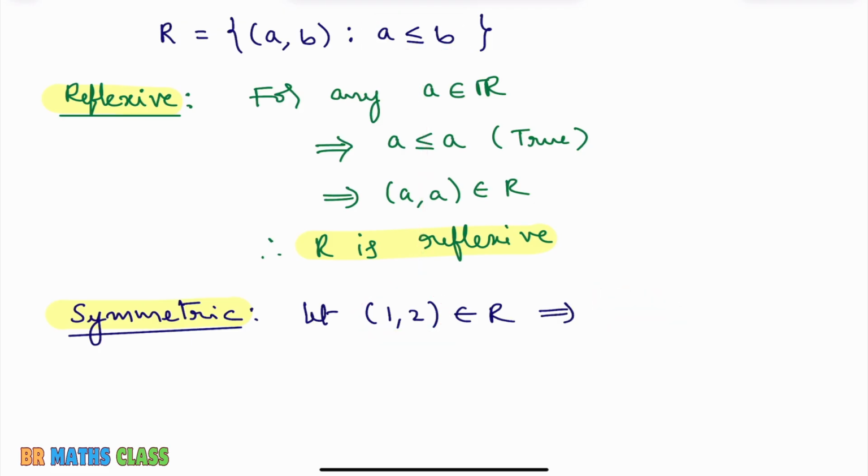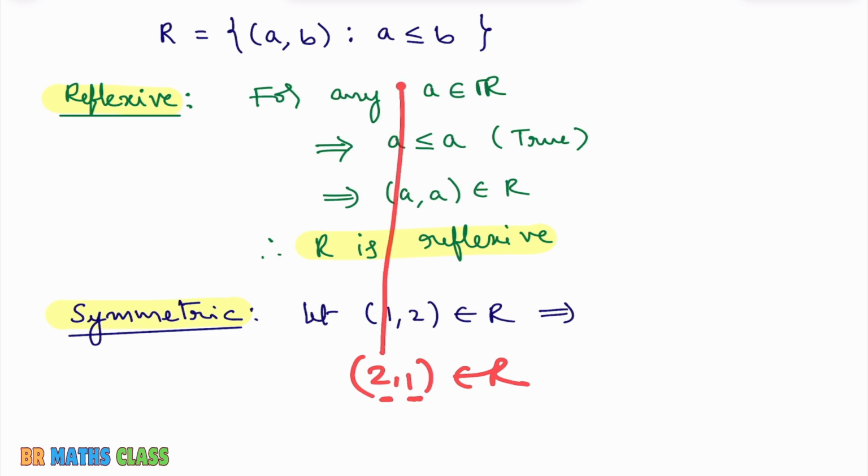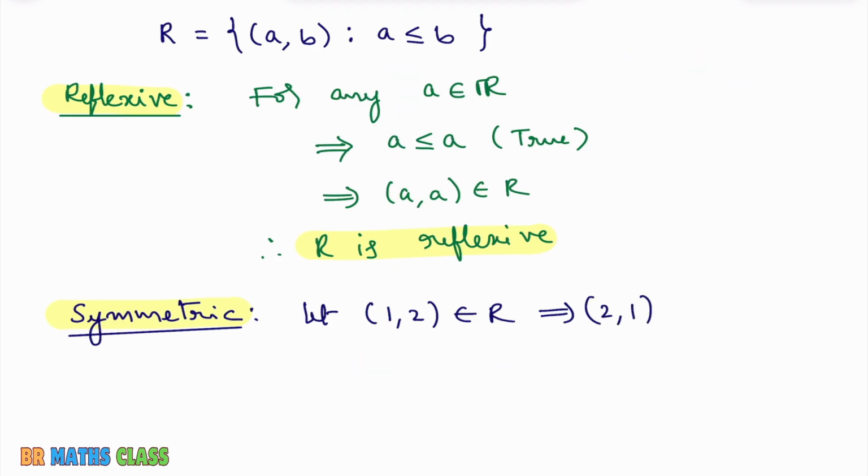From this, now I need to check whether the ordered pair 2 comma 1 is in the relation or not. First point, 2 is a real number, 1 is a real number. Does this ordered pair satisfy the condition? You check 2 is less than or equal to 1. Is 2 less than 1? No. Is 2 equal to 1? No. So this ordered pair 2 comma 1 does not belong to this relation, right? So we identified that for the ordered pair 1 comma 2 in the relation, 2 comma 1 doesn't belong to this relation. So we can write that this relation R is not symmetric.